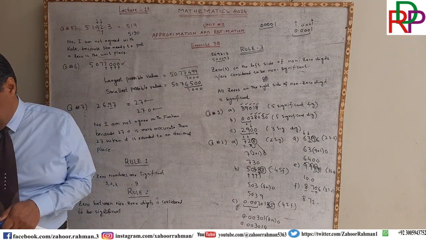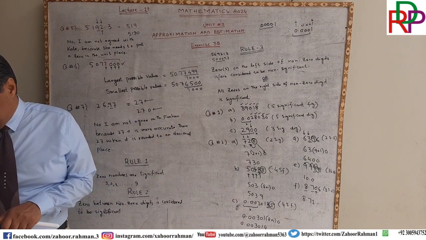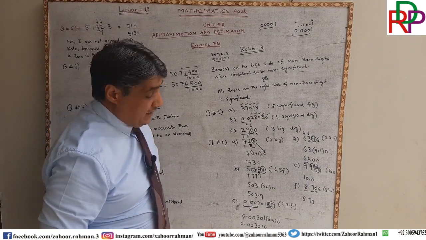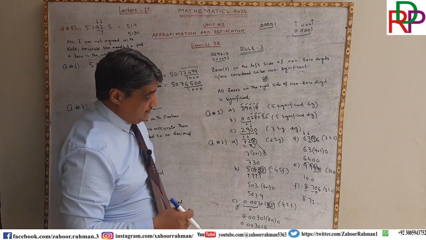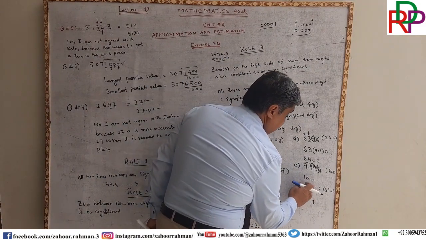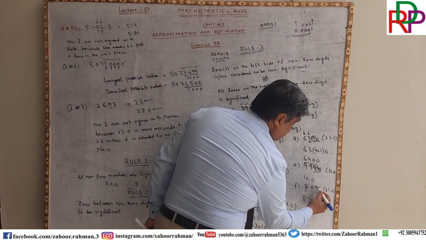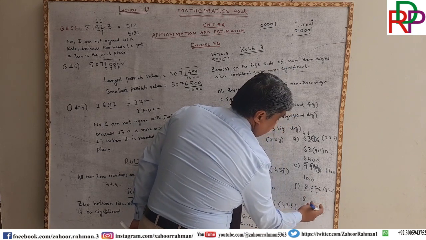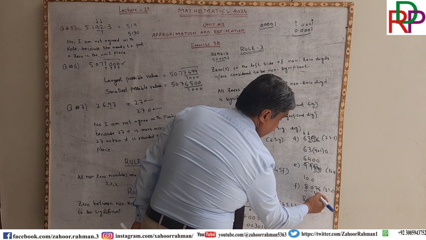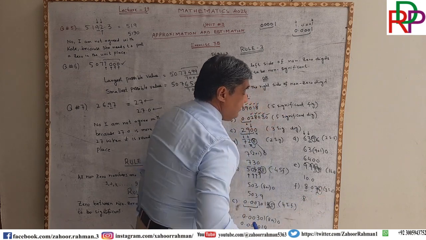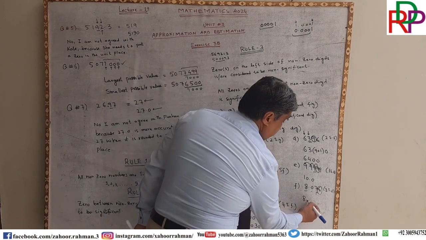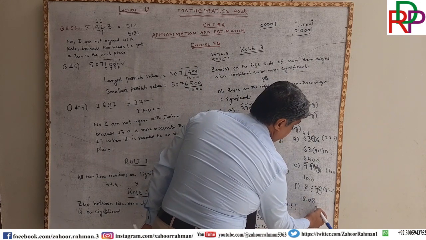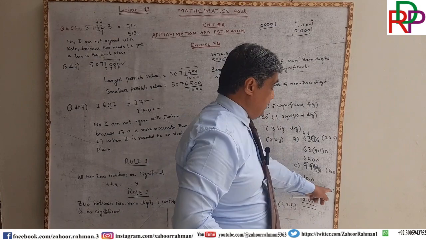8.71 is the answer for that. Now this is 8.076. So it means that we need to underline here. So we have to count 1, 2, 3, and then we have to underline. So 8.08 is the final answer because we need 3 significant figures.